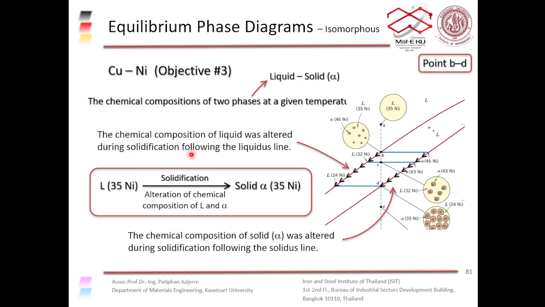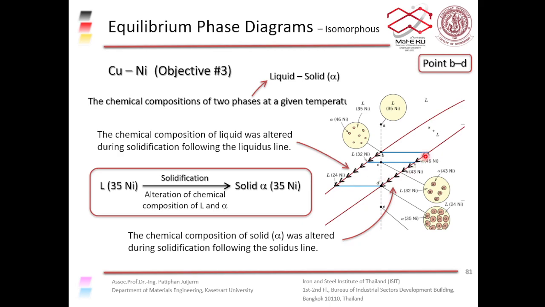Okay, the chemical composition of the liquid was altered or changed during solidification following the liquidus line, right? So you start off with 35% nickel, and then a short time later, in the liquid phase, you have 32% nickel, and a short time later, at a lower temperature, in the liquid phase, you have 24% nickel, right? So you can see that the composition of the liquid phase follows the liquidus line.